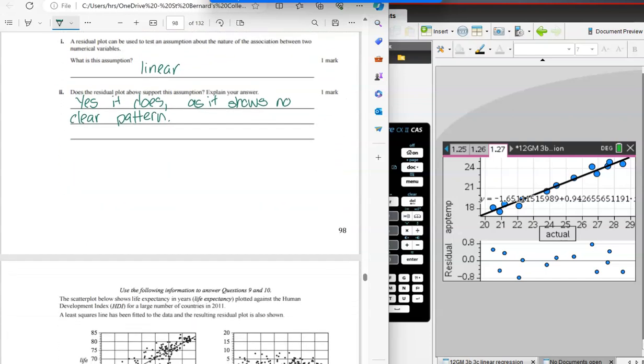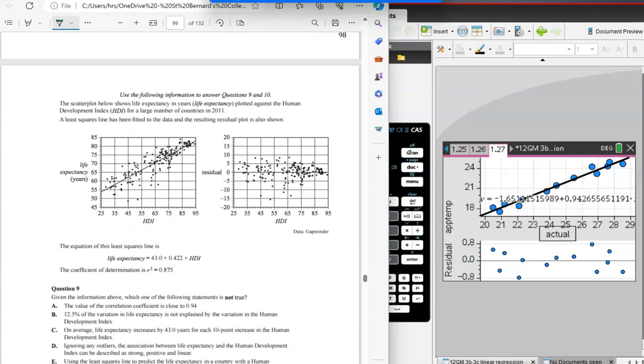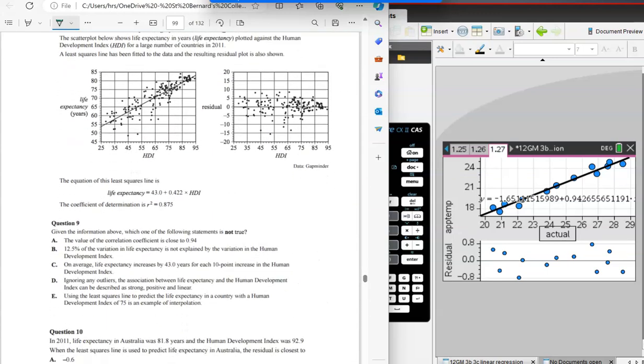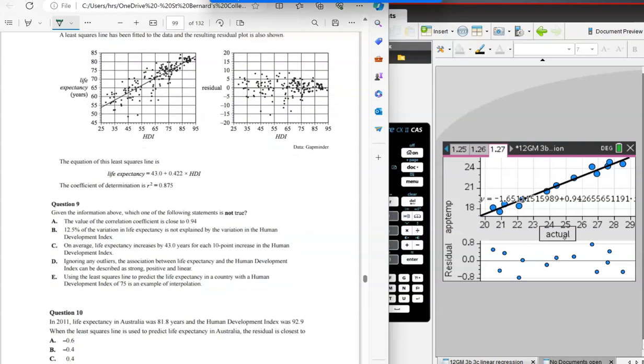Okay, let's go. We'll just do these last few questions. This is a different thing. It says you've been given the scatter plot and the residual of life expectancy and HDI. Given this information, which one is not true? So here they've given you R squared. So we would be saying 87.5% of the variation is explained. So if you go down and you read this, it says 12.5% of the life expectancy is not explained. So that's actually true.